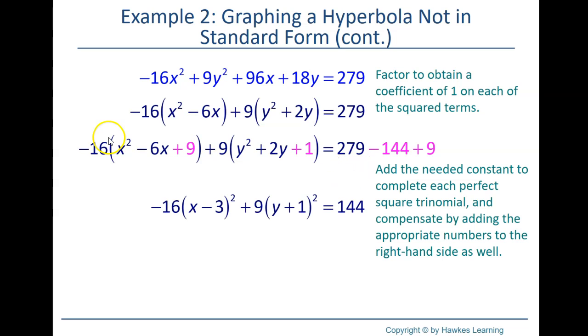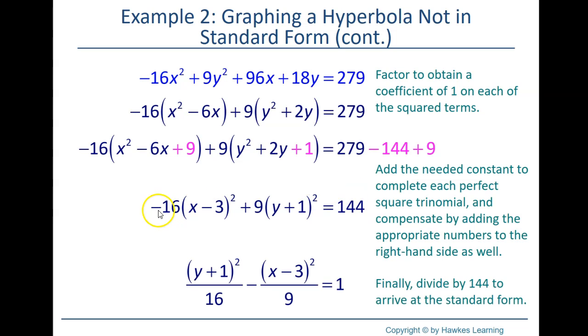All right, and then what did I square to get 9? I squared negative 3, so that's a minus 3. What did I square to get 1? I squared 1, half of that 2, so that becomes y plus 1 squared. Combine all this together, you get a 144. And now, last thing, we're going to divide both sides by 144. Negative 16 divided by 144 is negative 9. So we see the sign change there.